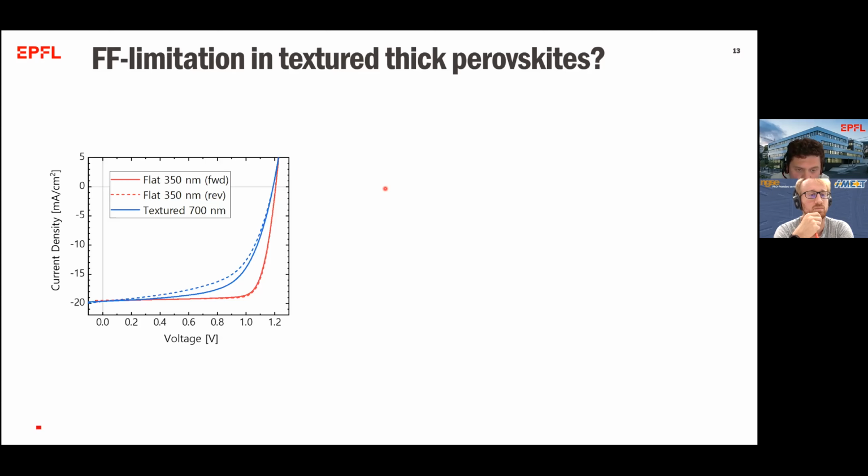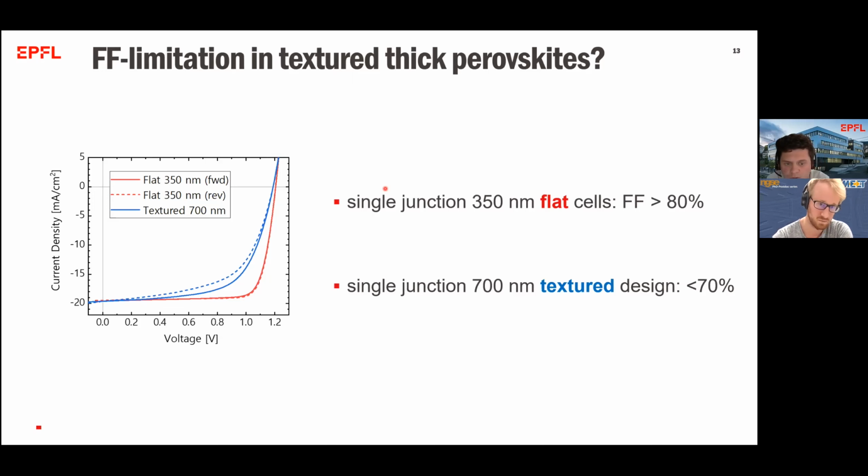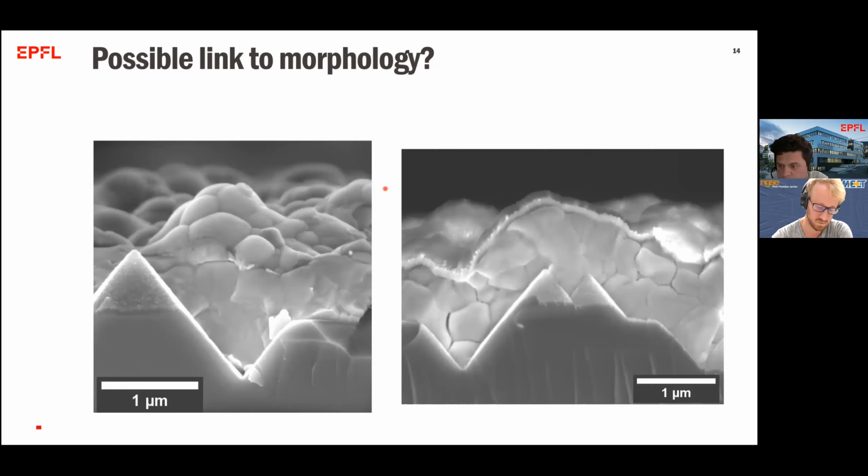However, if we try to go for textures and make the perovskite thicker, all of a sudden we really lose in fill factor. And we tried to look into the origin of that. And upon looking at cross-sectional electron microscopy images, we saw that there are these domain boundaries. Yeah? So many people would call those grains. I'd rather stick with domains. You can see these domain boundaries.